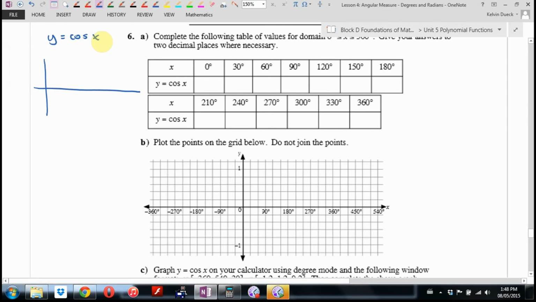What's the highest it gets? Let's put a little hash mark right there, 1, and a little hash mark right there, -1. It's going to bounce between those. Where does it start? Not at 0, 0. Where does it start? Okay. Guess how long one cosine graph is. I'll give you a hint. It's the same as sine. 360. So put a little hash mark right there, call it 360 degrees. That's when we're back to where we started from. Now, we started at the top.